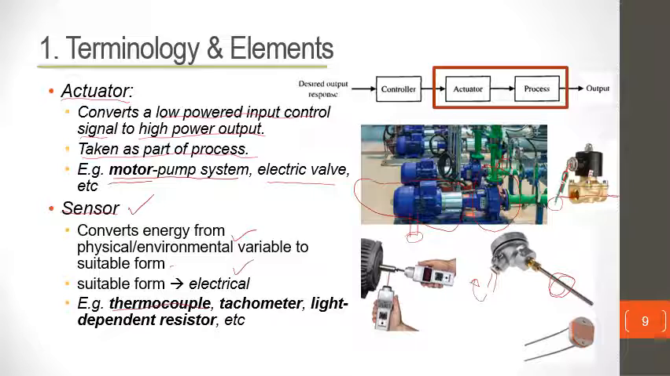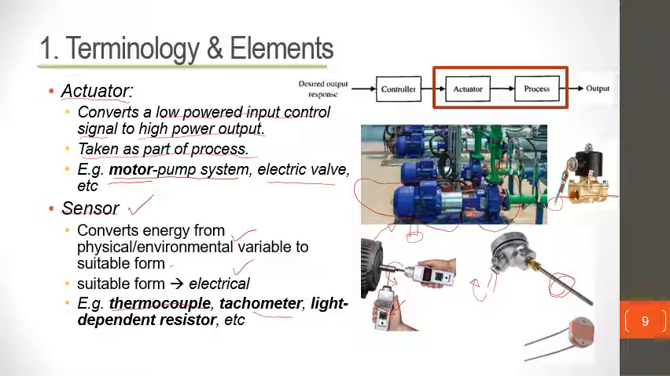Another interesting type of sensor would be a tachometer. What a tachometer simply does is convert a signal of motion, in this case the rotational motion of a motor, into an electrical signal, which is what is being displayed here on the tachometer. So basically it does, in fact, the opposite of what the motor does.